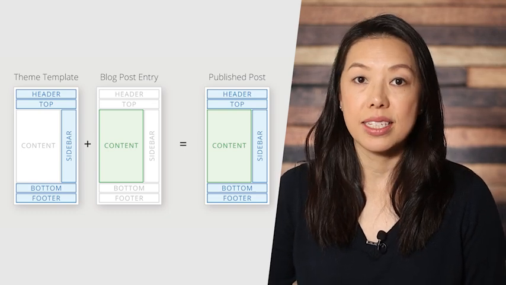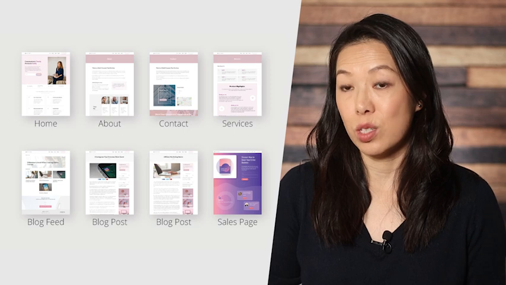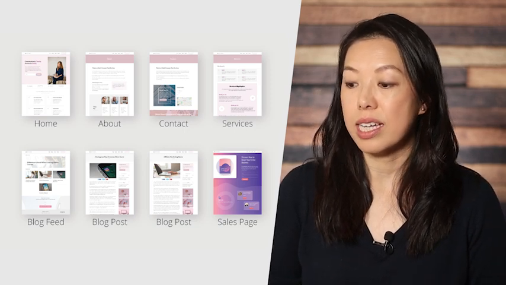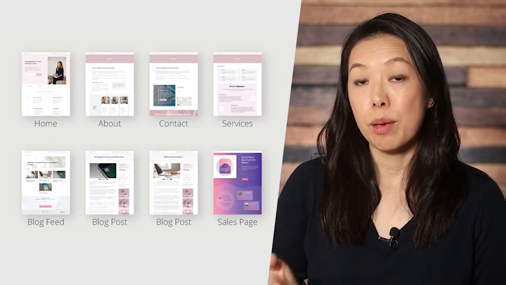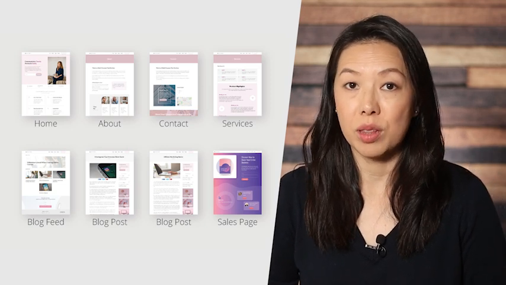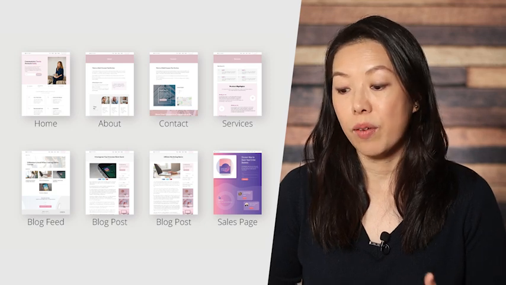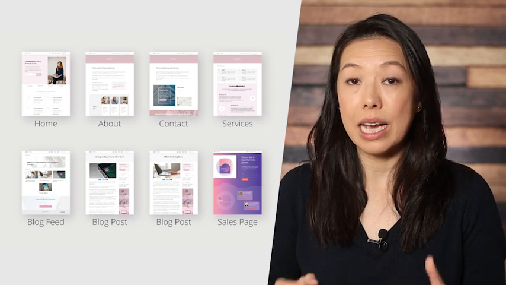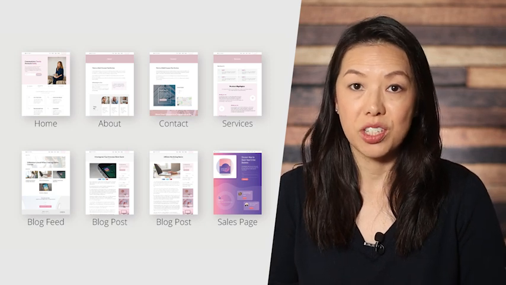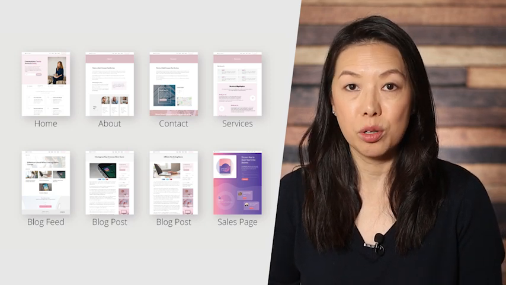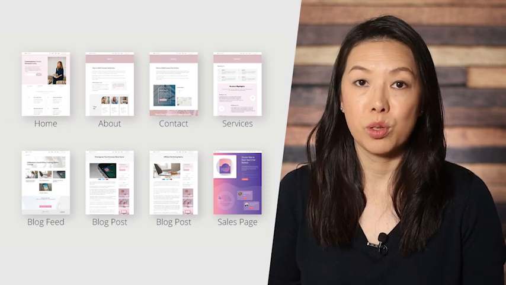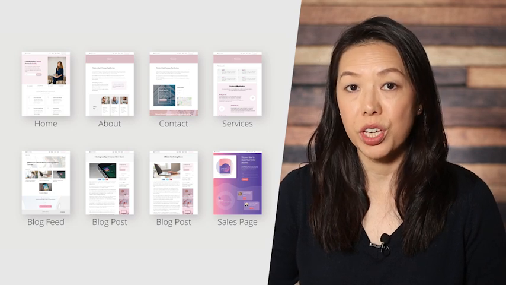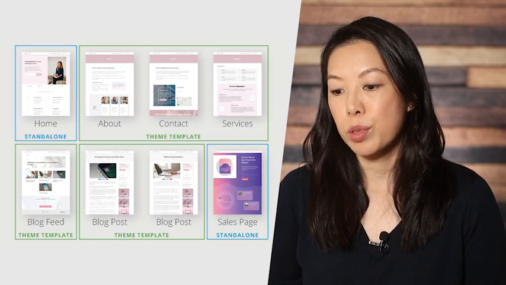So if we look at a run-of-the-mill website, this is what you might have. We've got a home page, we've got an About, Contact, and Services page. We've got a blog feed, or you might call it a blog list or blog roll. And we've got some blog posts, and we have a sales page. Now remember, all of these pages must either be a standalone page or they need to be built using a template. So I've gone ahead and I've labeled those for you to give you an idea of which pages are in which category.